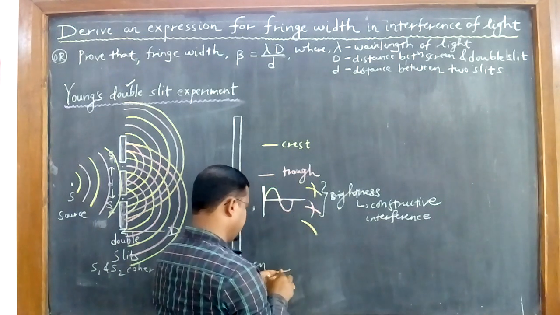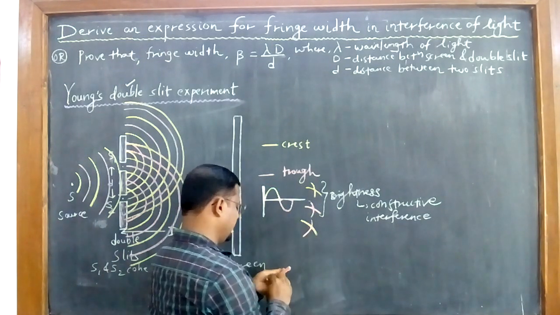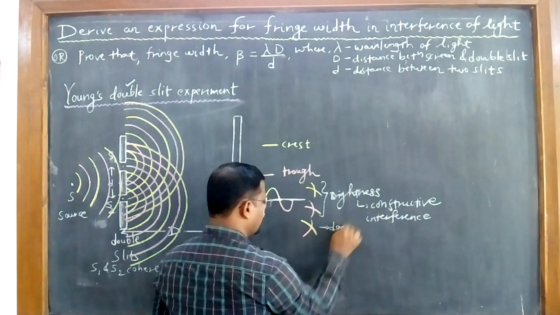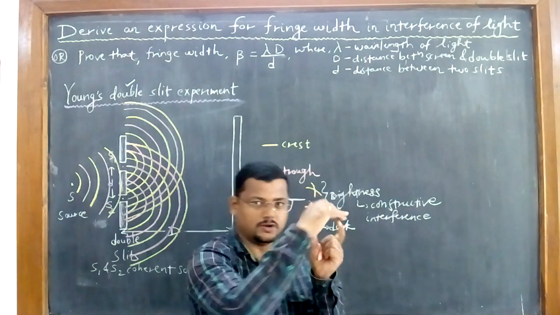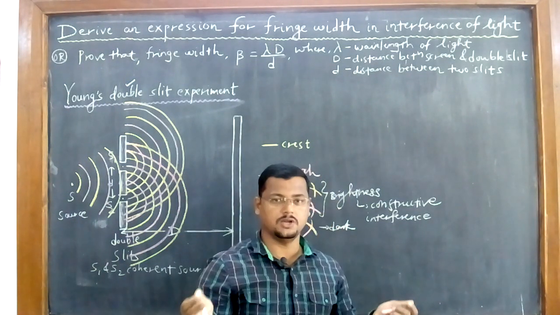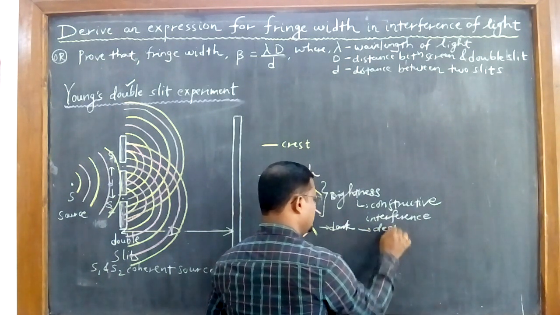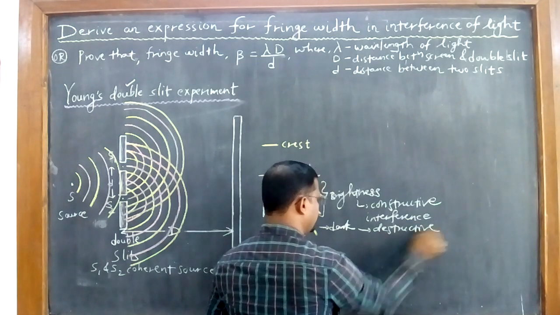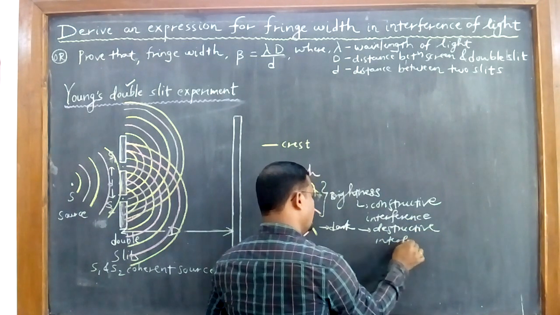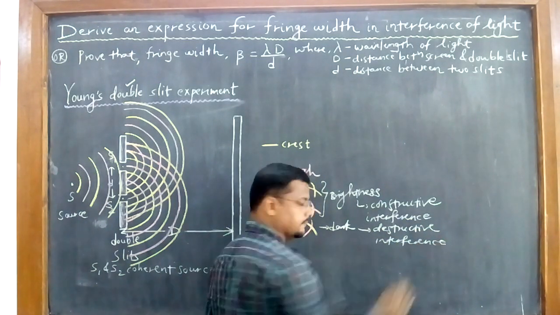But if you have like this, you will have darkness, because one is crest, another one is trough, one is plus, one is minus. The intensity of light is going to decrease, and you will have destructive interference here, means intensity of light would be less here. So what will happen in this diagram, we'll see.